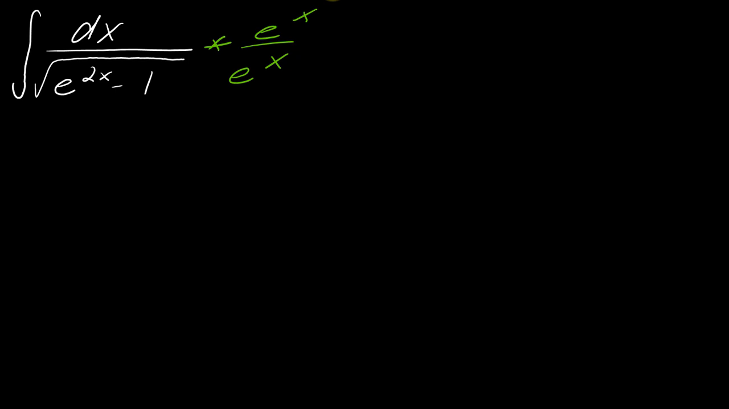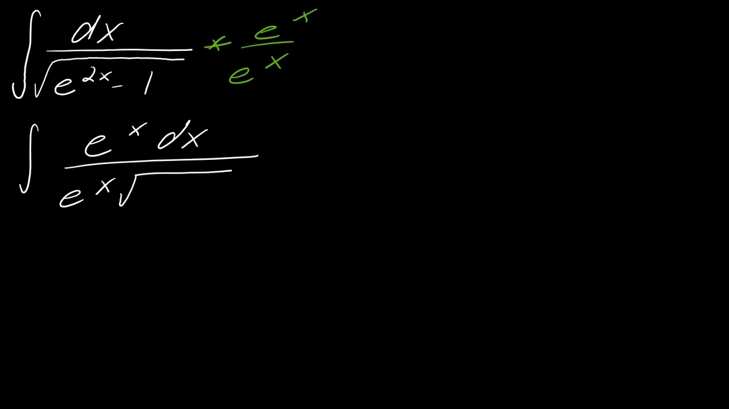And so you just have to see what's going to happen. Now, multiplying by this will not change the value of anything, right? So if I do that, this becomes e to the x dx over e to the x times the square root of e to the 2x minus 1. But now, look what happens if I try to do my substitution. So now my u can just be e to the x, and my du can be e to the x dx.